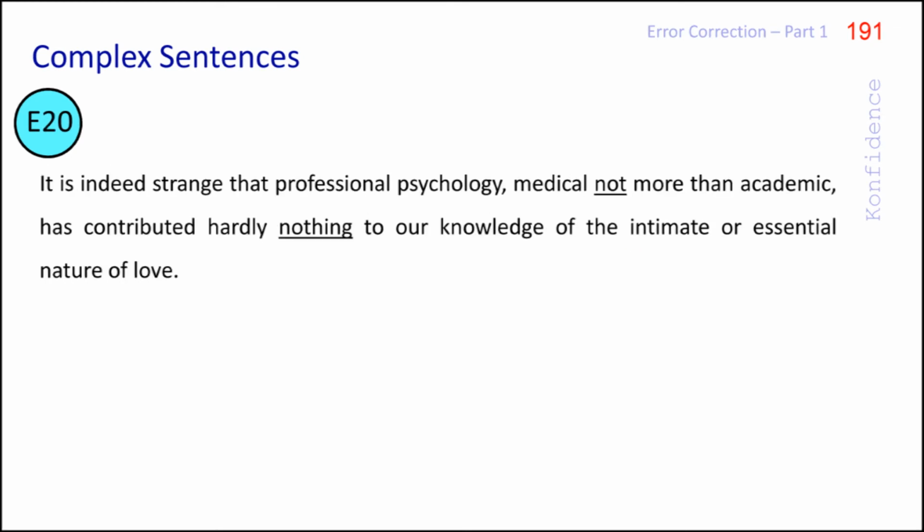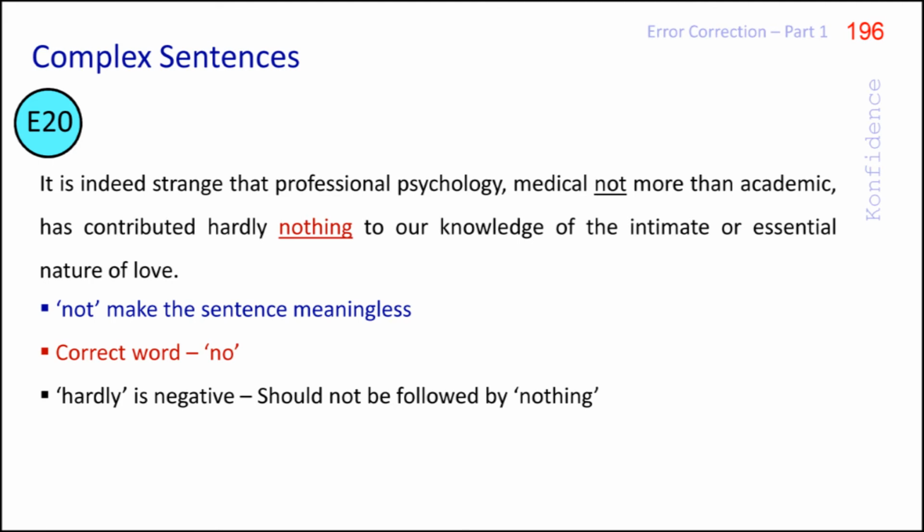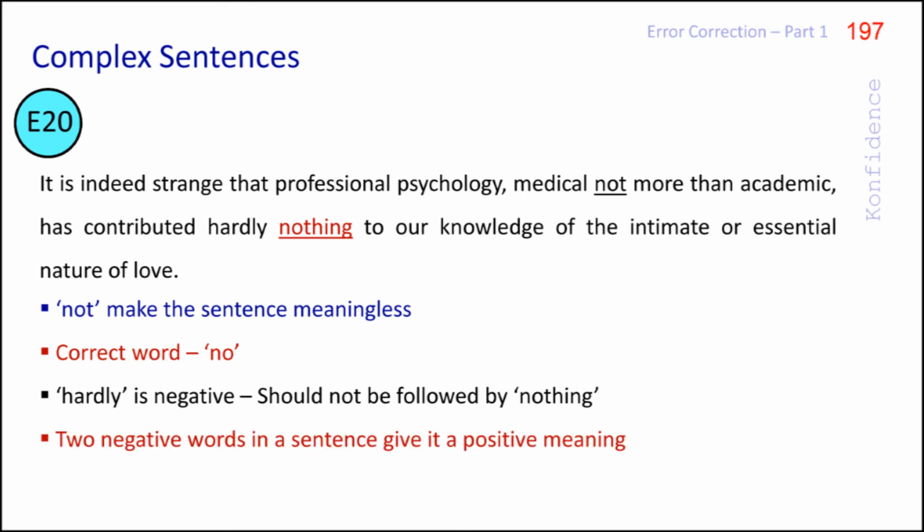Now let us look at next example, E20. There we can see two underlined words, not and nothing. The use of the word not makes the sentence meaningless. The correct word to be used here is no. The word hardly is negative, so it should not be followed by negative expression like nothing. Two negative words in a sentence give it a positive meaning, so replace nothing with anything.